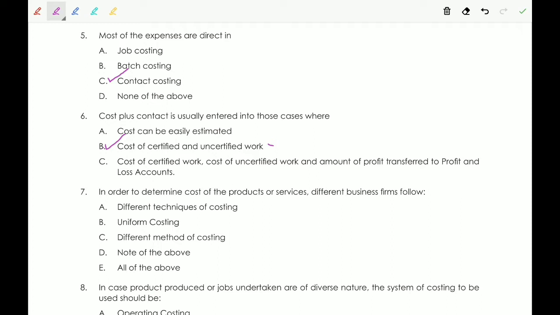Next, seventh one, in order to determine cost of the products or services, different business firms follow option A different techniques of costing, B uniform costing, C different methods of costing, D none of the above, E all of the above. So the answer is different methods of costing. In order to determine cost of the products or services, different business firms follow different methods of costing.